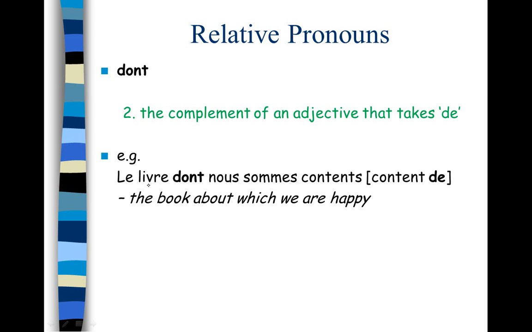And the second one is adjectives that take de. Le livre dont nous nous sommes contents, because it's content de. We can't leave that de stranded at the end. We need to incorporate it. We incorporate it in the dont. Le livre dont nous sommes contents.